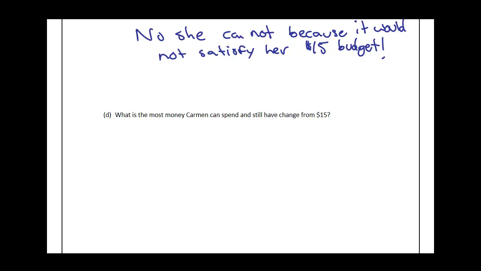Awesome. Our last part here is asking us, what is the most money Carmen can spend and still have change from $15? The most money she can spend while still having change is something that's going to be closest to the line, but not on the line, because if it was on the line, we wouldn't have any change.